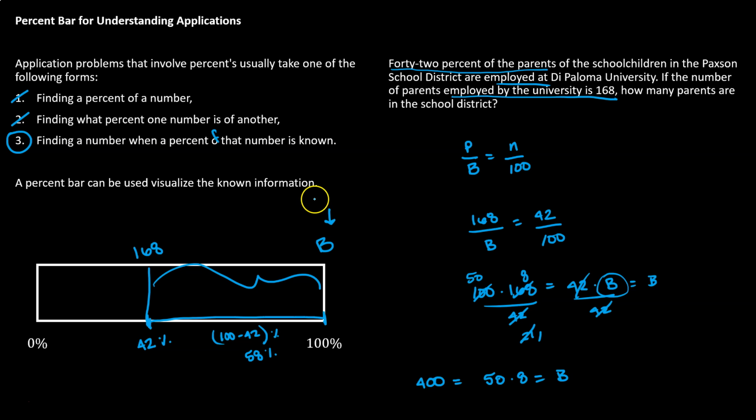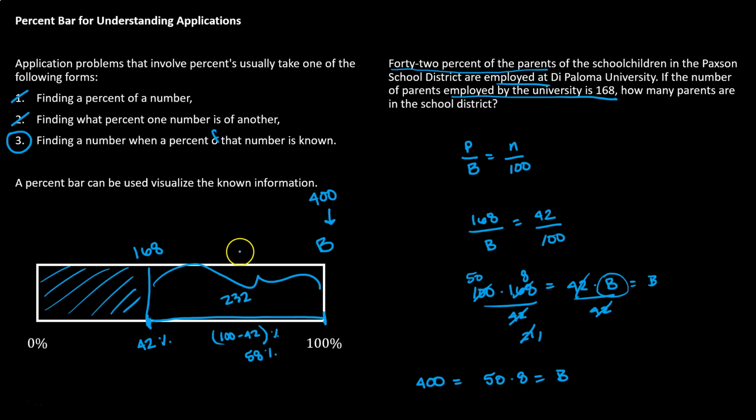If the whole thing really is 400, 42% is 168, 58% of 400, that would look like 0.58 times 400, which is 232. So this whole section over here would be 232. If we add those together, 168 plus 232, we do get 400, which means we did this problem correctly.